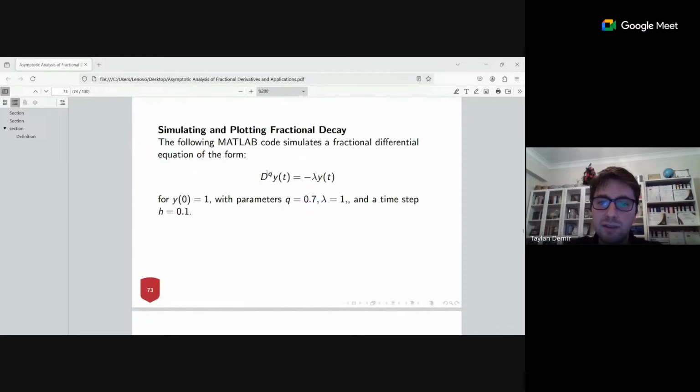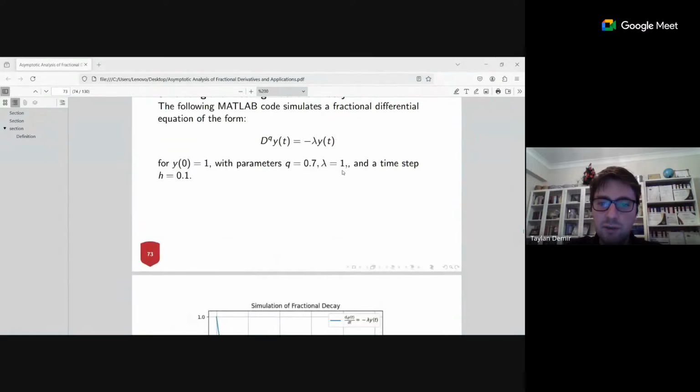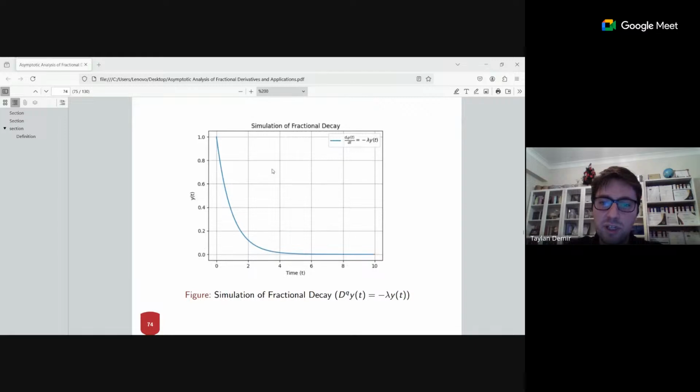And this MATLAB code simulates a fractional differential equation of this form. We use q equal 0.7 and lambda equal 1. With the initial value condition y of 0 equal 1 and step size equal 0.1, our simulation results are here according to the fractional decay model. And the blue line is the behavior of the solution.